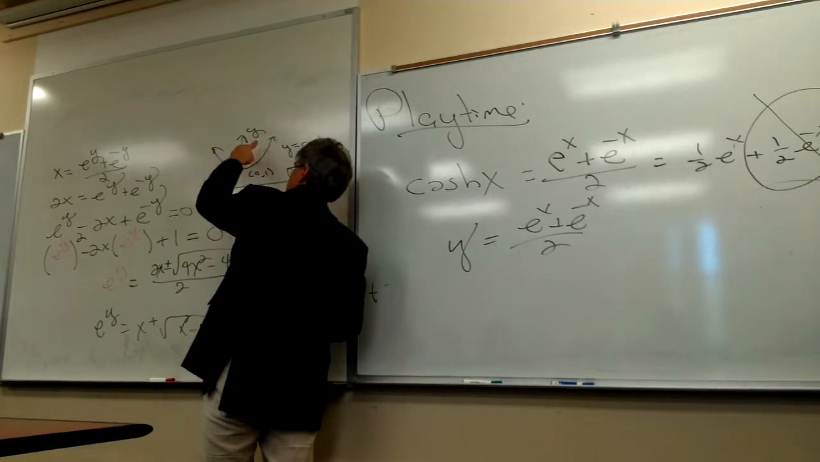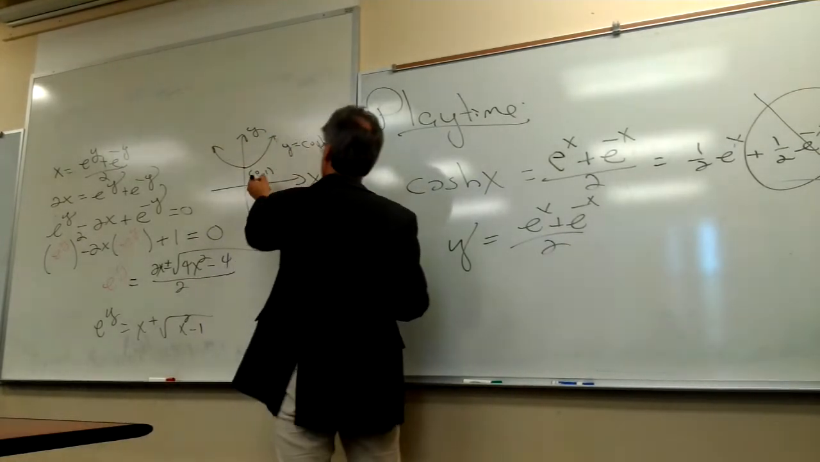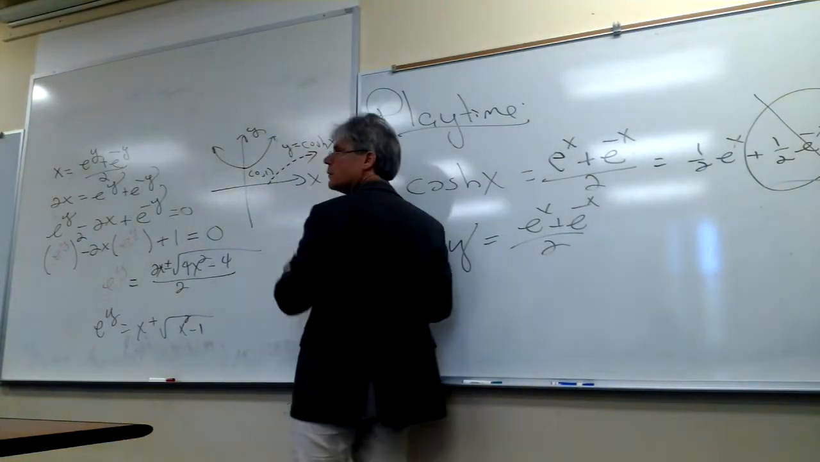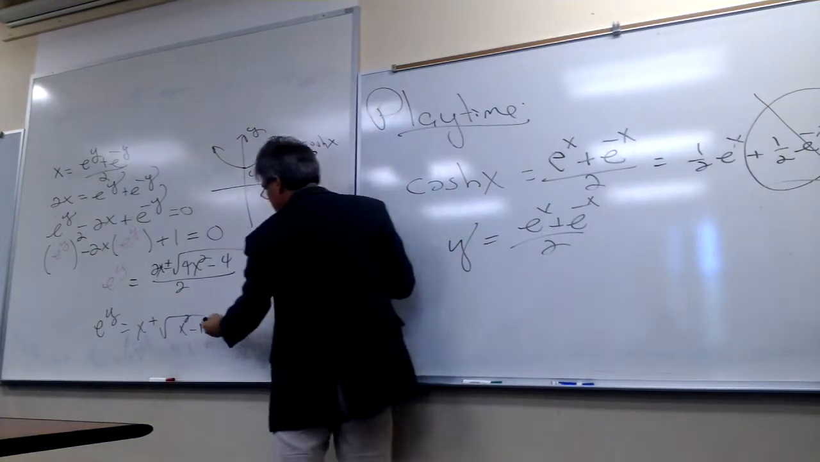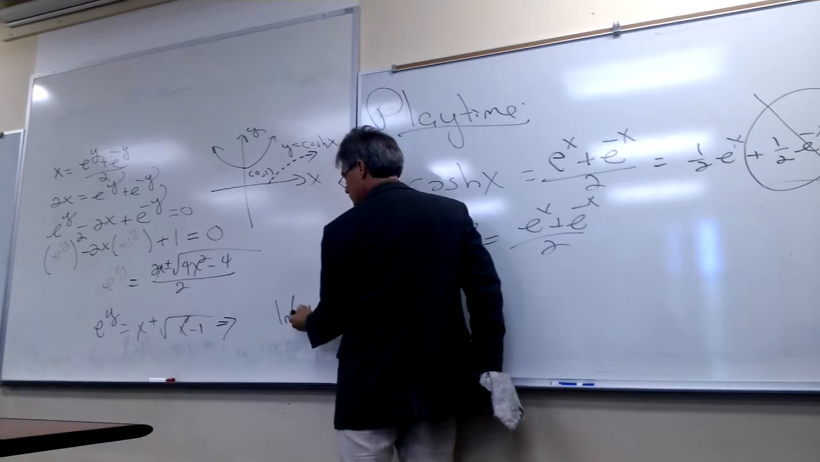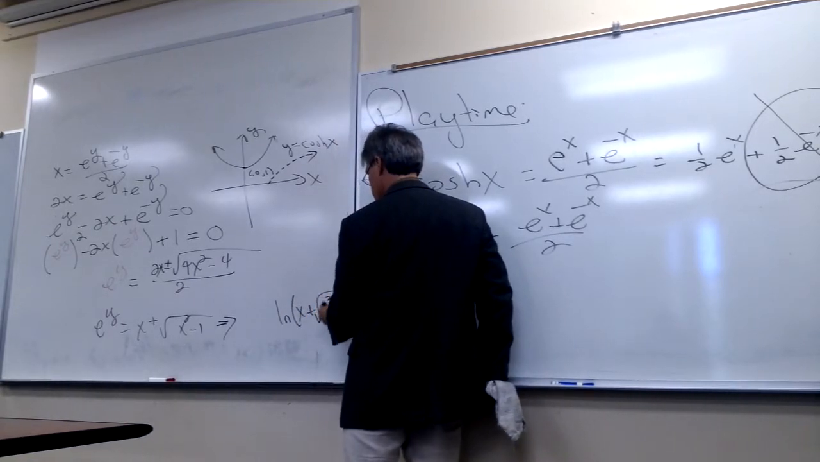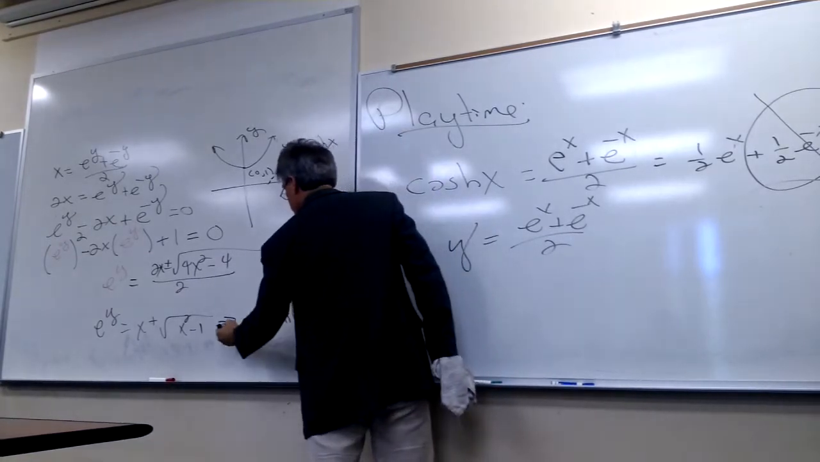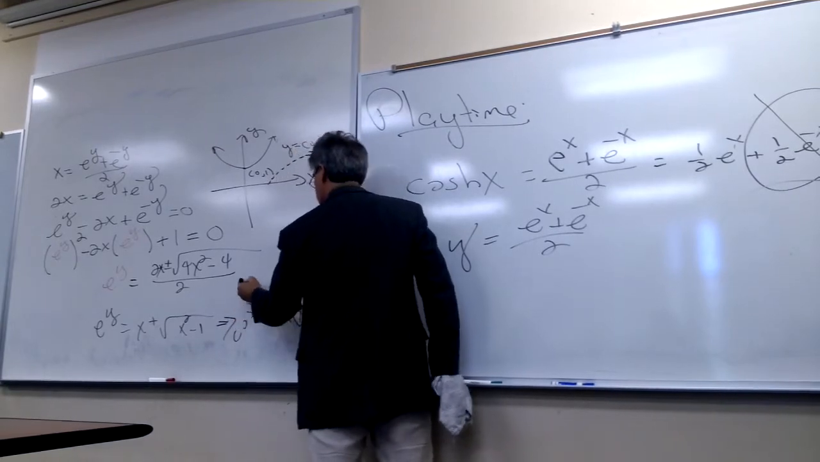And if I reflect that through the line y equals x, aren't I going to get this? So when I solve for y down here, by taking the natural log of both sides, I think this is what I'm referring to as the inverse hyperbolic cosine of x.